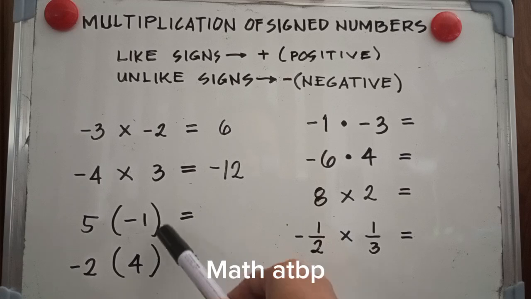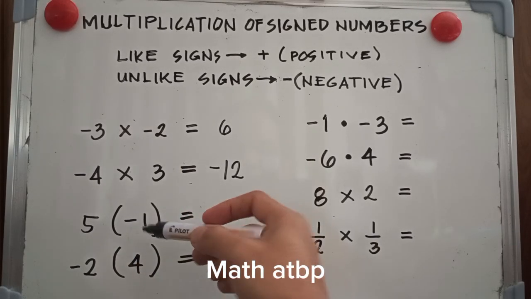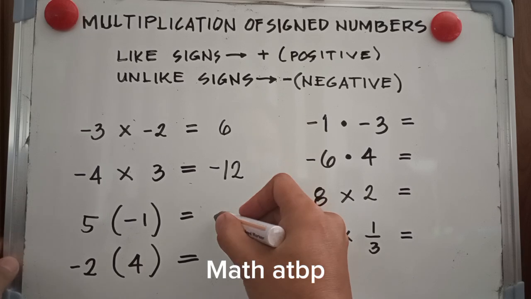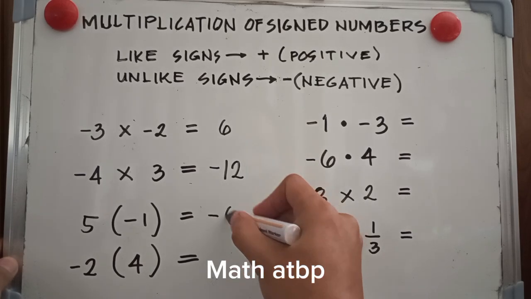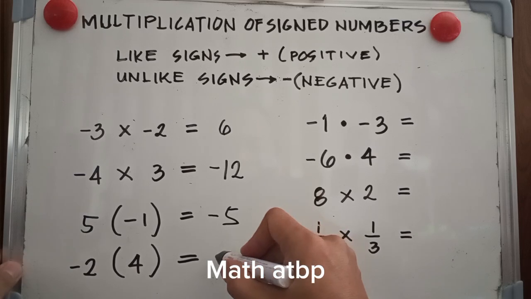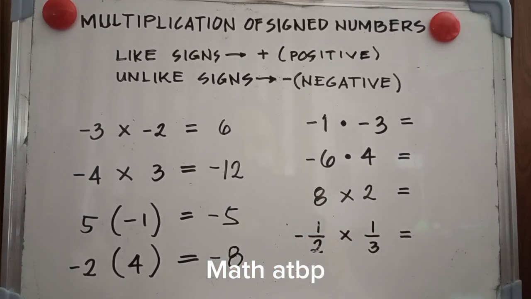5 times negative 1, parenthesis, also indicates multiplication. Okay? 5 is positive and 1 is negative, unlike signs. Therefore, the answer will be negative 5. Okay? Negative 2 times positive 4, unlike signs. Therefore, the answer will be negative 8.